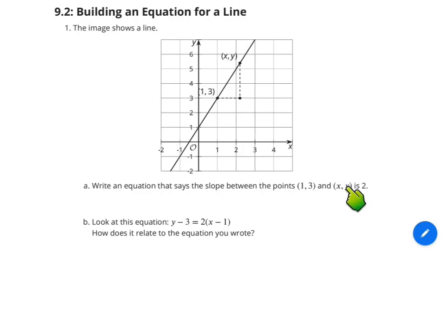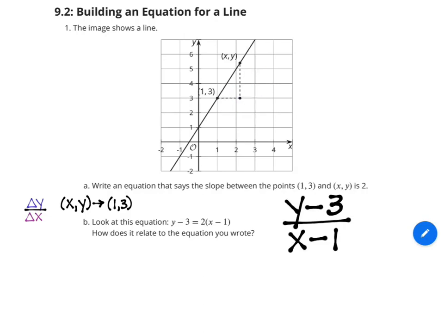So we're not writing the equation of the line yet. We're just writing the slope. So we're going to write the change in y over the change in x. Well, we know that that's going to be going from this point x, y, to the point 1, 3. So I'm going to do y minus 3 over x minus 1. That's my slope. This is the formula for slope, and it says it's 2, so we set it equal to 2. And that's the equation that says the slope is 2.